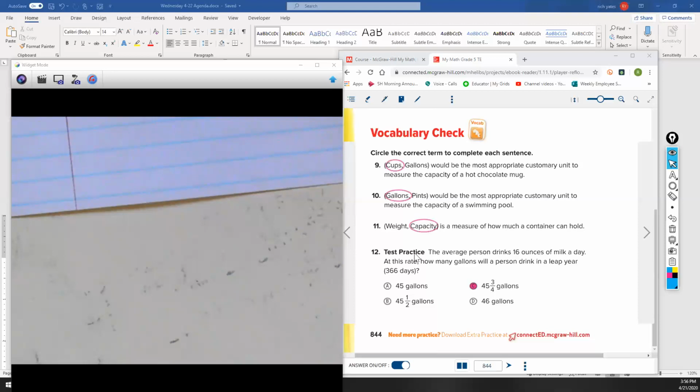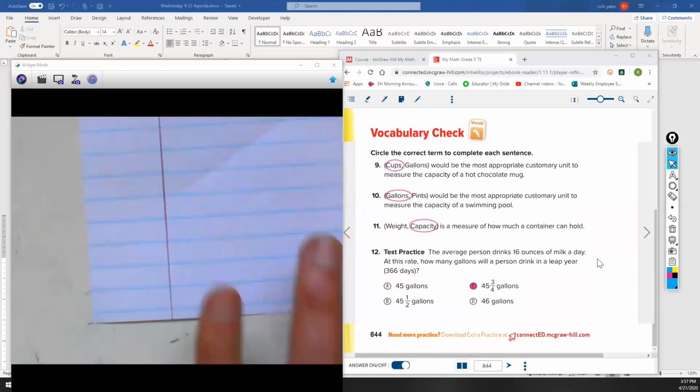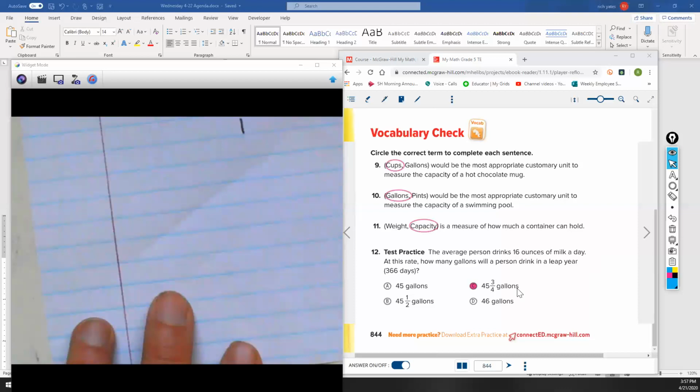And then our final one here is the average person drinks 16 ounces of milk a day. At this rate, how many gallons will a person drink in a leap year? They gave you a pro tip here that that's 366 days. All right, this one was a little tricky, boys and girls. So I want to go over how we solved that. How did we end up with 45 3/4 gallons?